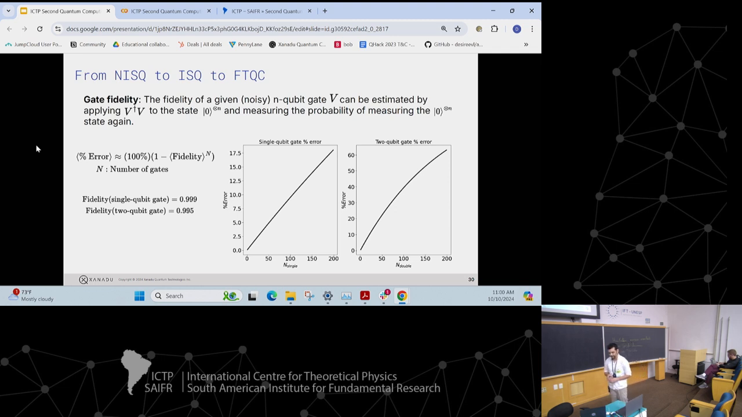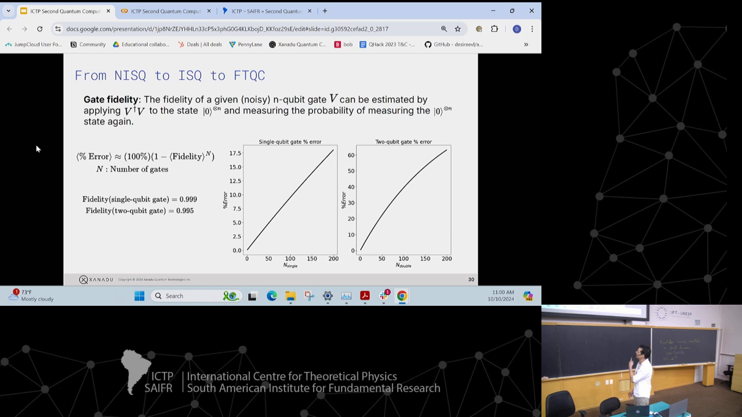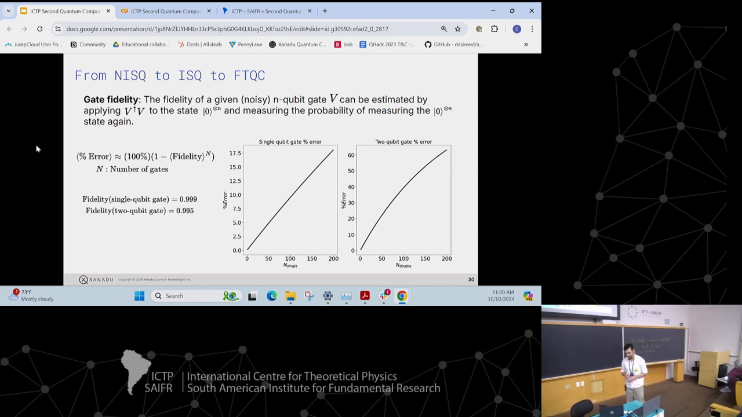Okay, so that's the reason for the interest in NISQ algorithms, is really to try to limit the number of gates that you have. But clearly, you're going to need error correction to reduce this error and increase the number of gates that you can apply.